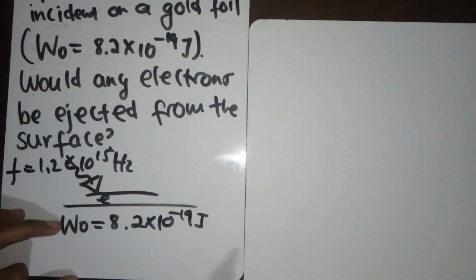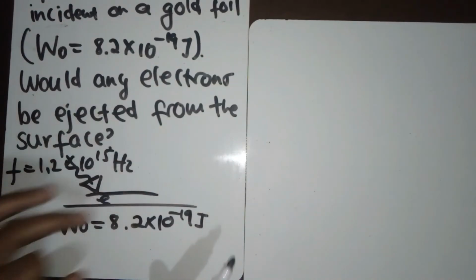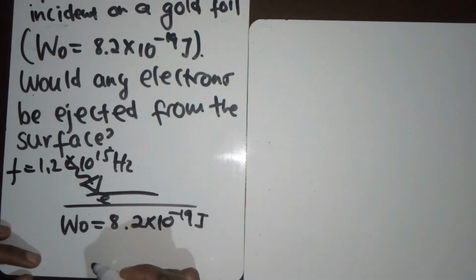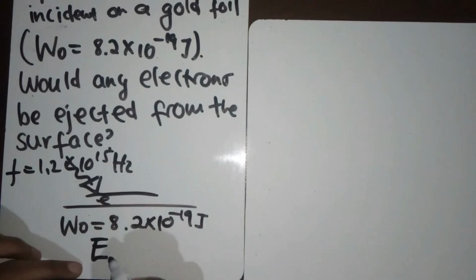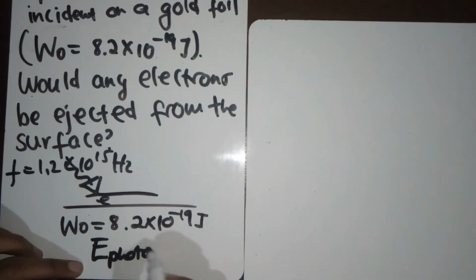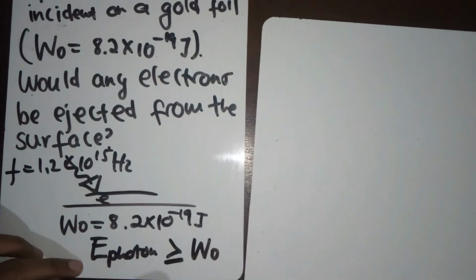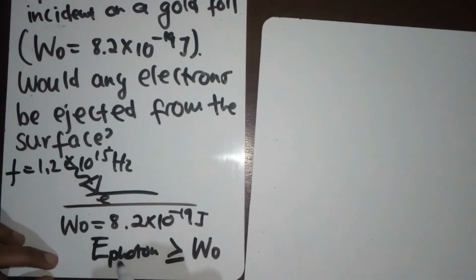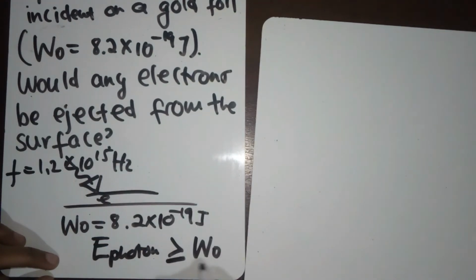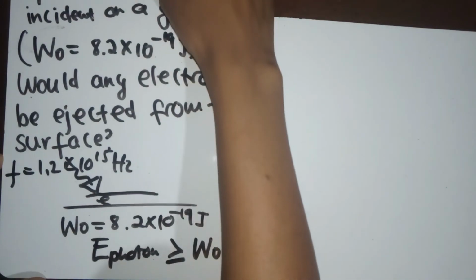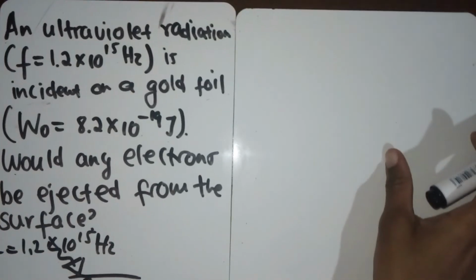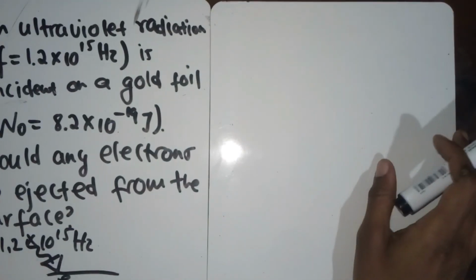So remember our condition. For electrons to be ejected, this means that the energy of the incoming photon must actually be greater than or equal to the work function. Then we will know that we will have electron ejection. If E photon is less than the work function, we would not have any electrons that are ejected. So let us actually now calculate what is given to us.